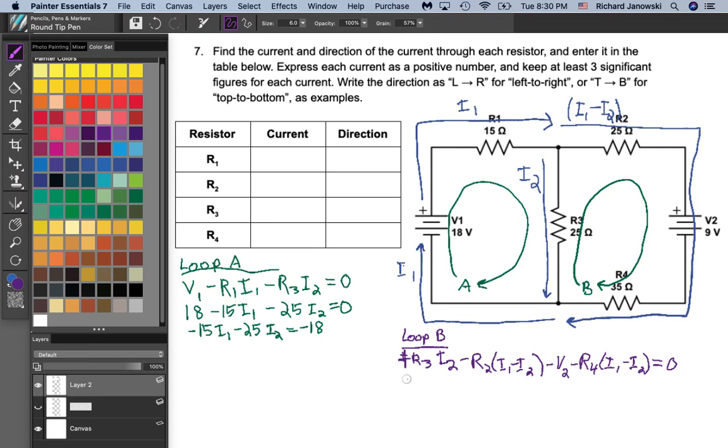R3 is 25 times I2, minus R2, which is also 25, times this quantity, I1 minus I2. Minus V2. V2 is 9 volts, so I'm just writing 9. Minus R4, which is 35, times I1 minus I2, and all this has got to equal 0.